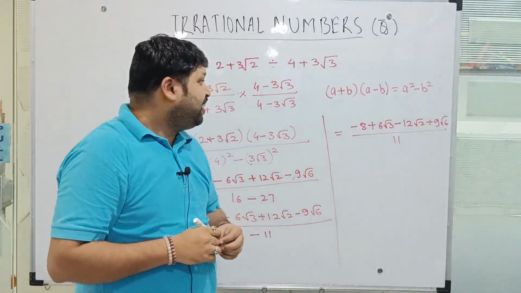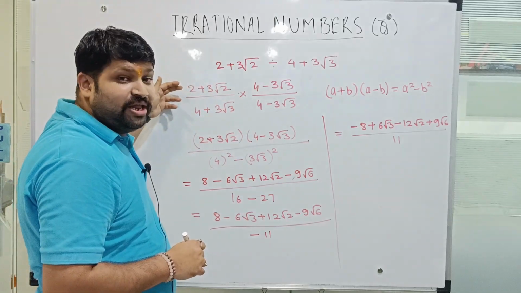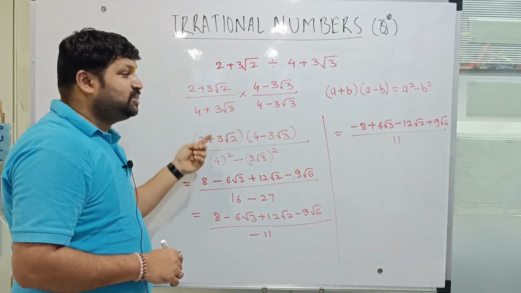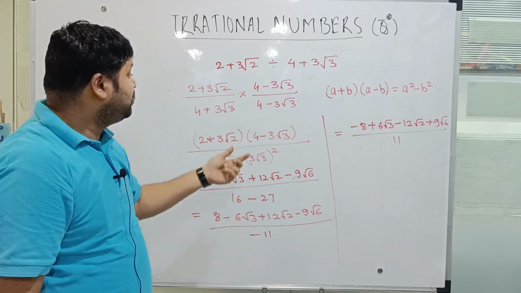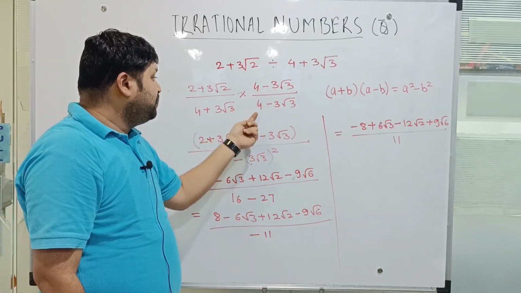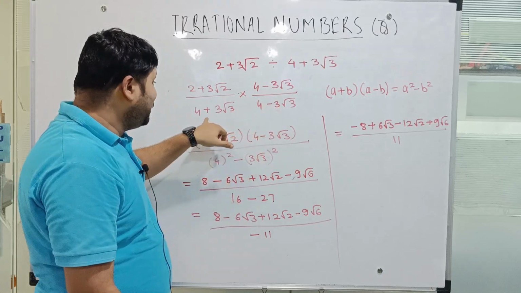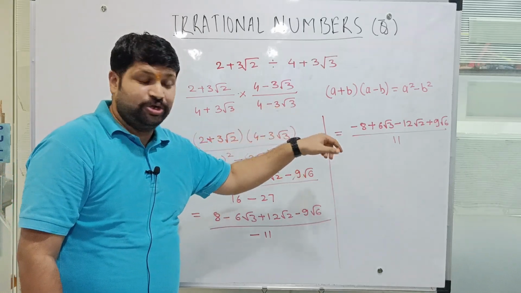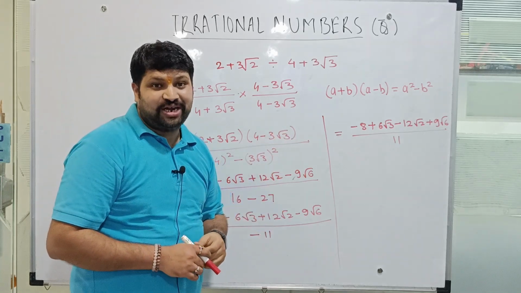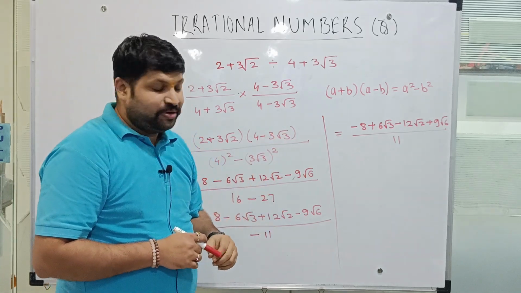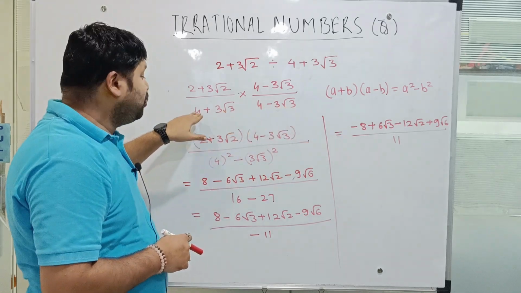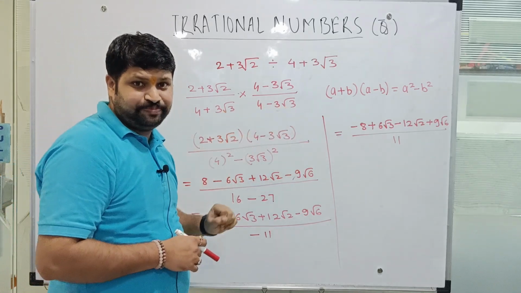So whenever I have irrational numbers and there is a division of them, I would always rationalize the denominator. How would I rationalize the denominator? By multiplying it by the same number with the sign of the irrational part changed. So this number that I get is called the rationalizing factor of the number. So 4 minus 3 root 3 is the rationalizing factor of 4 plus 3 root 3.